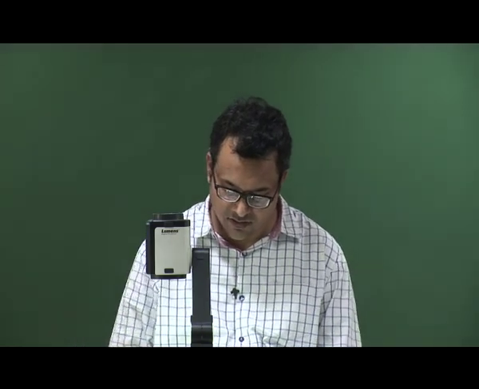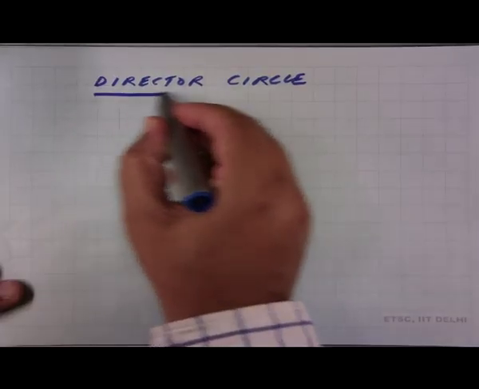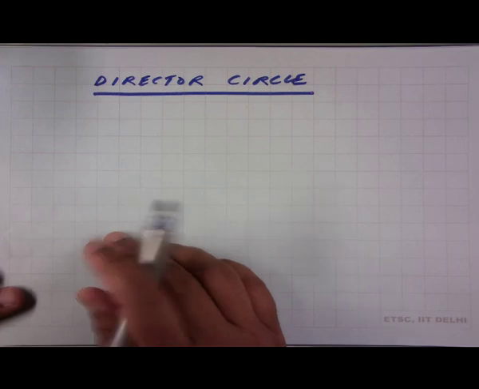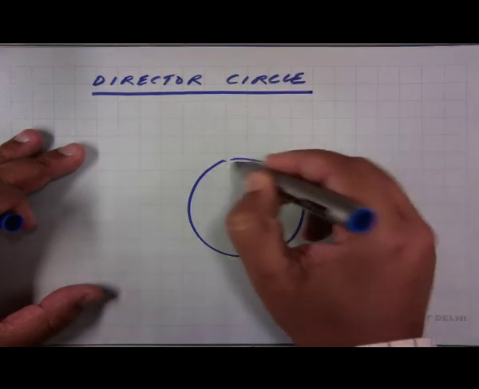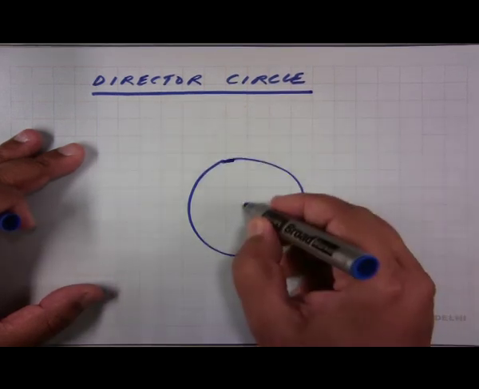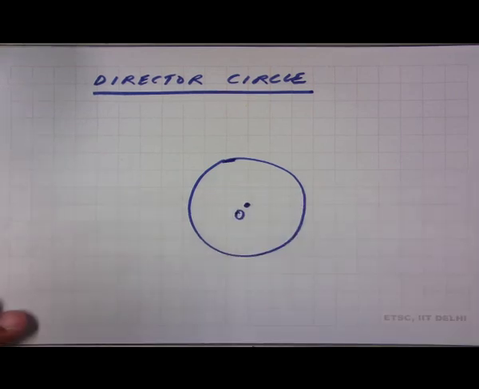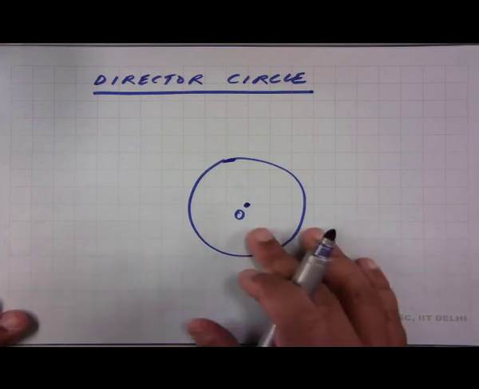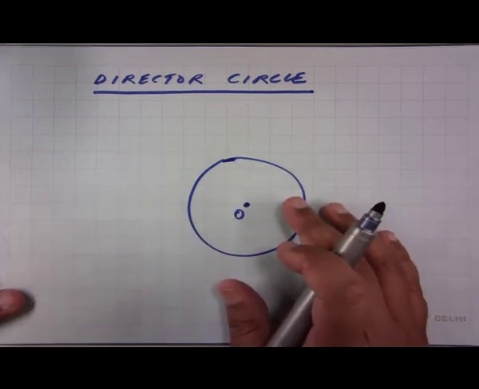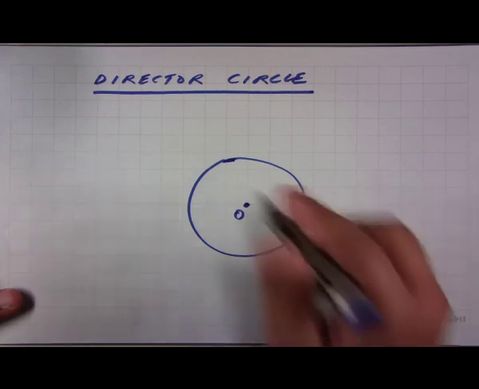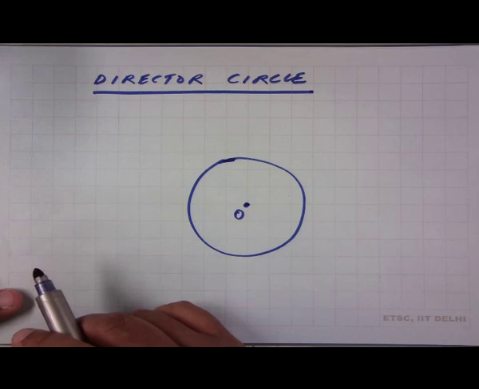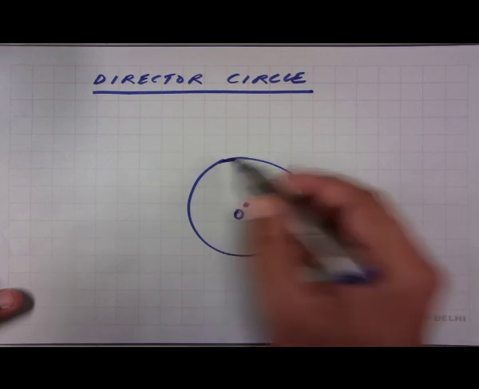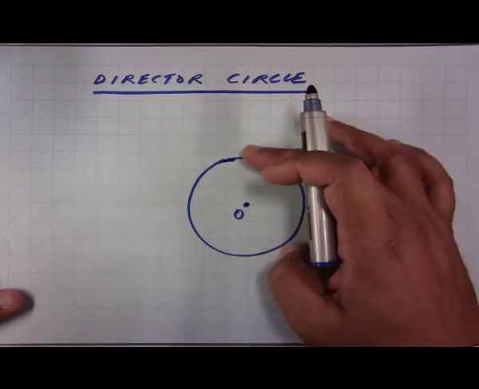This is regarding the definition of something which is known as the director circle to a given circle. Suppose that we have a circle with some center here at O and some radius. So, this circle is given to us, and then let us think about the locus of all those points which lie at the intersection of two tangents to this circle which intersect at 90 degrees.